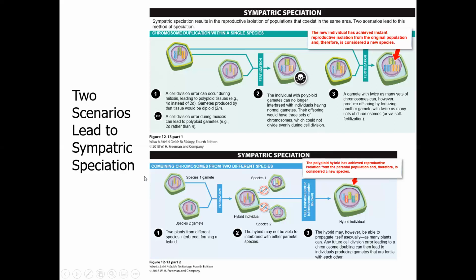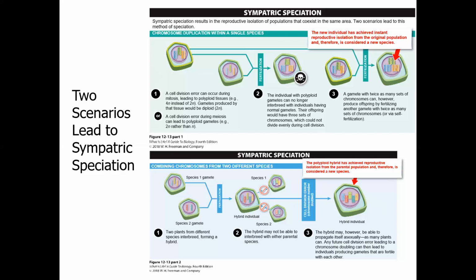The second way this can happen is when you have a hybrid formed from two closely related species. In this case with our plants, we have a species 1 gamete and a species 2 gamete. Those come together and get fertilized and produce some kind of hybrid. However, the hybrid in this case is not able to reproduce with any of its parent species. It can only reproduce with other hybrids. So now the hybrid is kind of stuck in its own box. It can't reproduce with either parent species that made it, only other hybrids. So in that way, it's now closed itself off reproductively. That's the reproductive isolation.